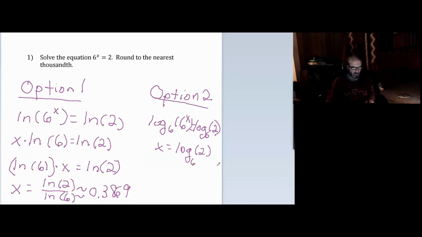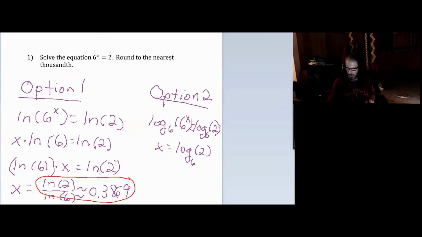Then to get the decimal approximation, you're going to have to apply the change of base formula, which is what we had over here on the left. We would change that to the natural log of 2 over the natural log of 6, and then get 0.3869.